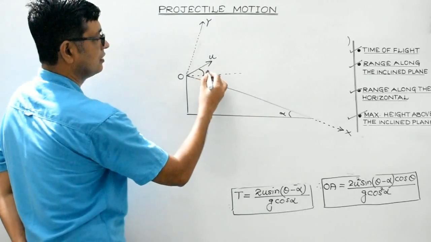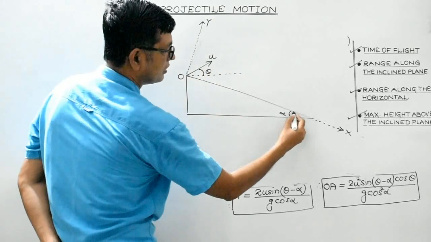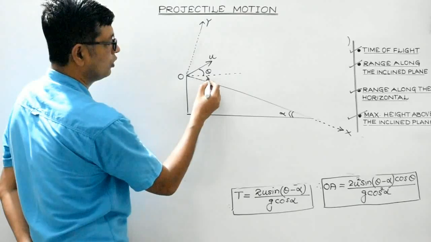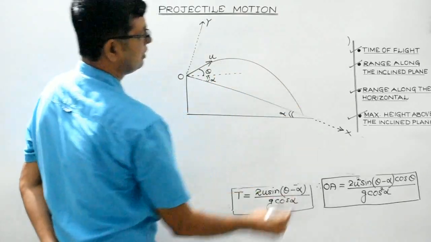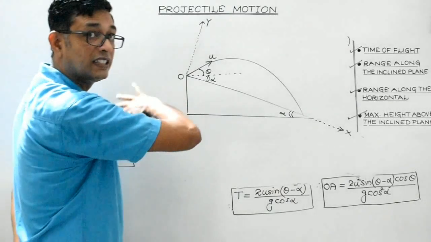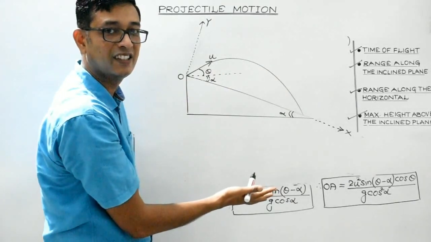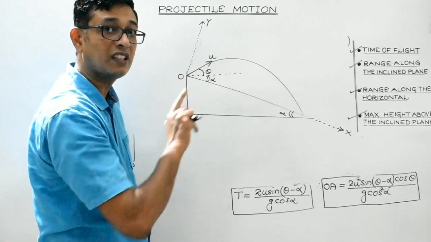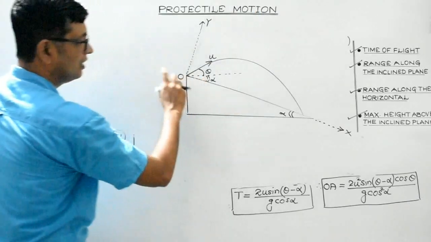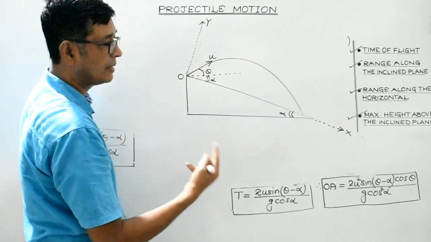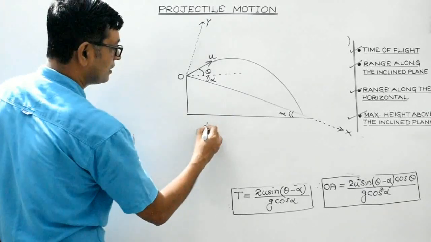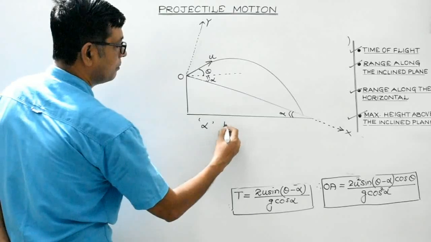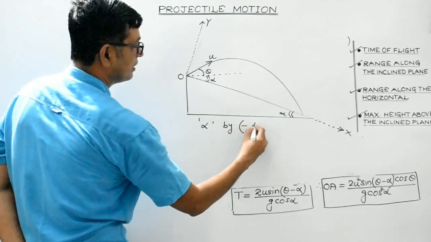This is angle theta. Now if this is alpha, this one would be also equal to alpha. So it will follow a path like this. So this is the case of down an inclined plane, right? In the previous case, it was up the inclined plane. Here, the expressions for the time of flight, range and maximum height can be obtained by replacing alpha by minus alpha.